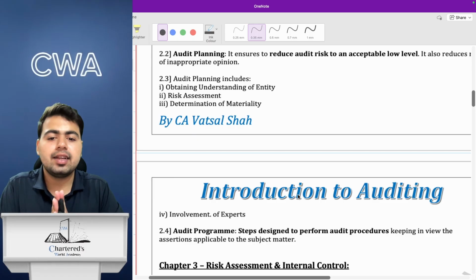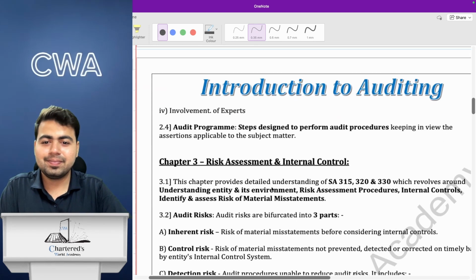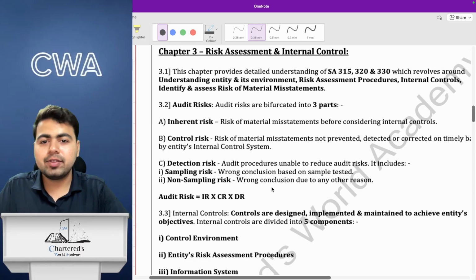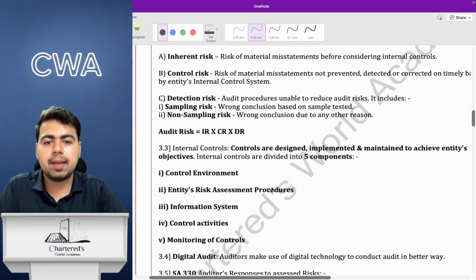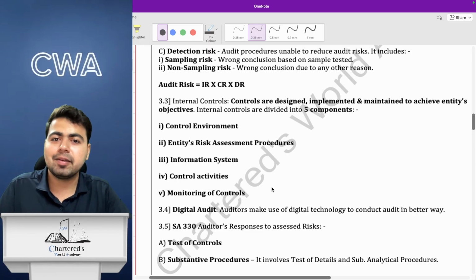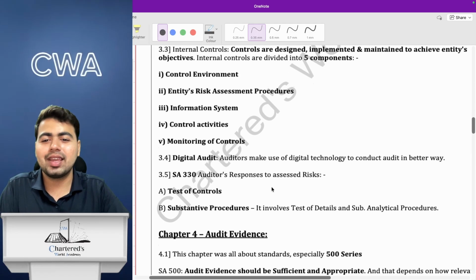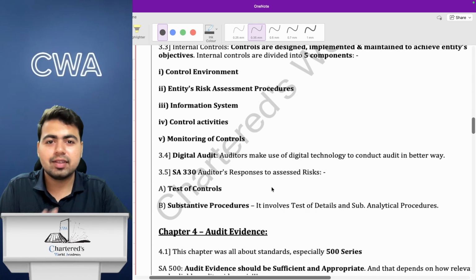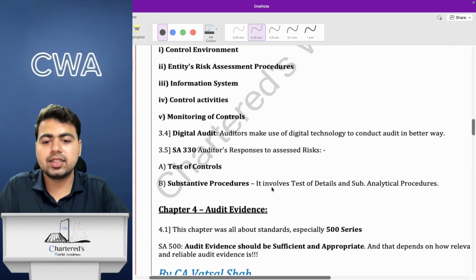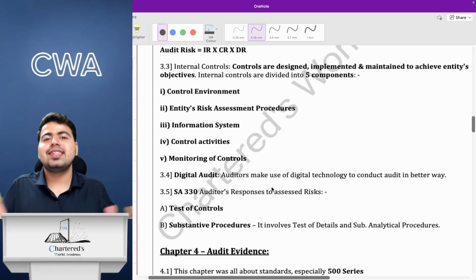Just quickly have a glance at what we have noted as the important concepts of chapter number 3, then we'll move ahead. We have given the reference of SA 315, 320, 330. We divided audit risk into 3: inherent risk, control risk, detection risk. Detection risk was further bifurcated into sampling risk and non-sampling risk. We also deal with internal controls. Controls are designed, implemented, and maintained to achieve entities' objectives. 5 components we are going to deal with in our final as well. Then SA 330, as we discussed, auditors' responses to assessed risk, right? Test of controls and substantive procedures.